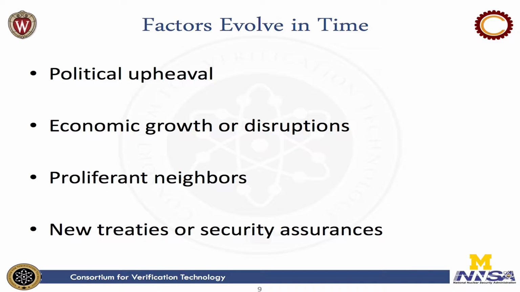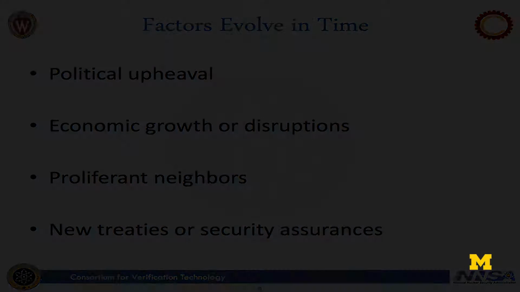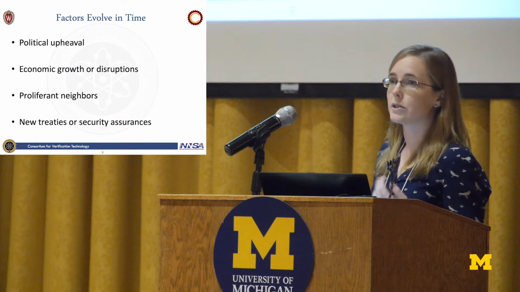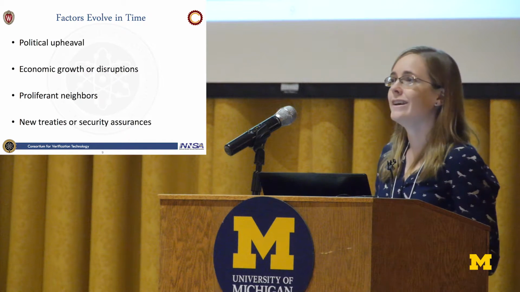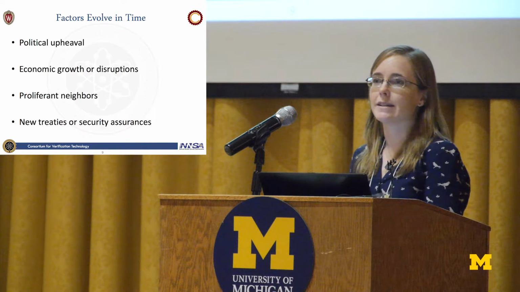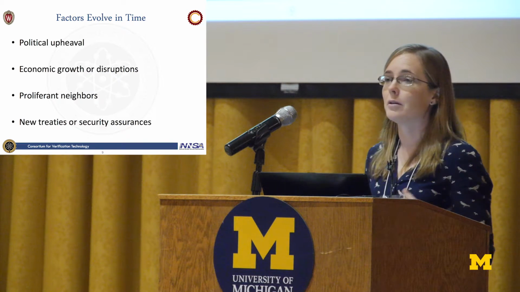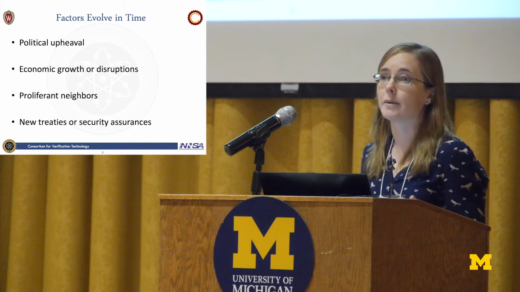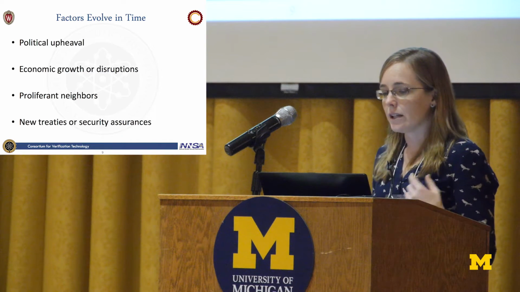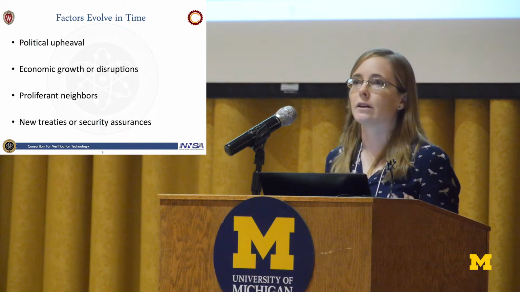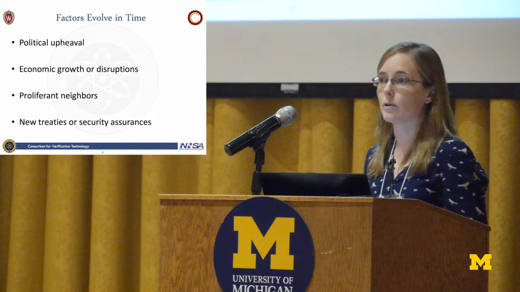So there are a lot of contributing things that could happen that can change a country's motivations. These factors can include things like political upheaval, whether or not there was a military coup. They could include things like economic growth or disruptions. They can include things like whether or not their neighbor becomes proliferant. So if my neighbor decides to develop their own nuclear weapon, that may make me feel much less safe if they're a neighbor that I'm in conflict with, or they may make me feel more safe if they're one of my allies. And then finally, new treaties and security assurances and other policy tools may also influence these motivations.